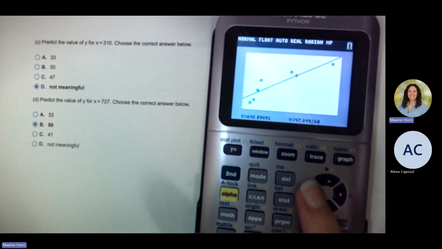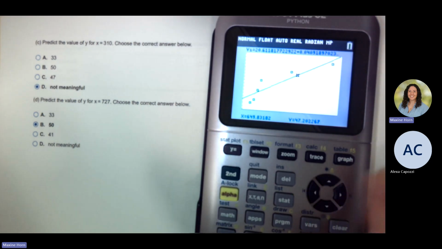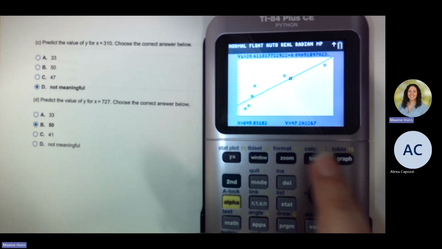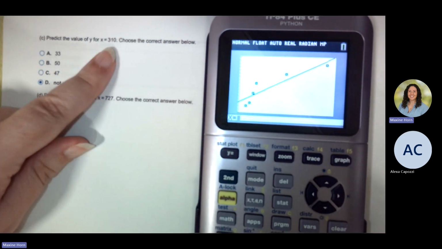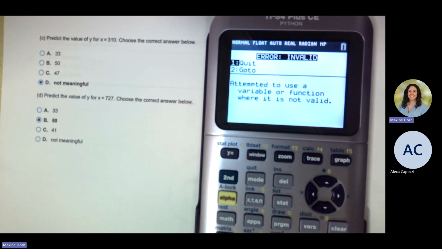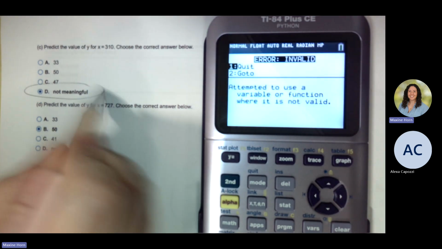So again, I want to make sure I'm on the line. So I say trace, I go make sure I'm on the line. So if I go left and right, I'm tracing. I want to calculate, so I'm going to do second trace, a value, and an X value of 310. And it says, whoa, hold up a minute. Attempted to use a variable or function where it is not valid, right? This is not valid because this is not meaningful.